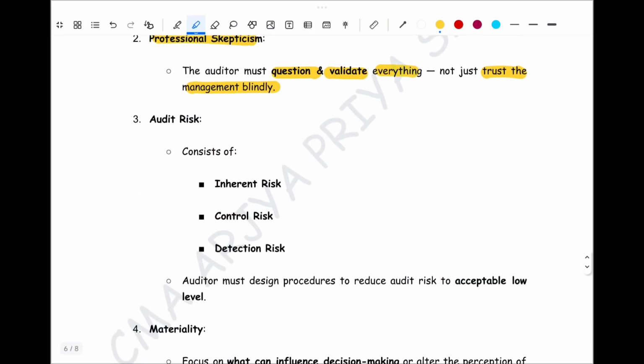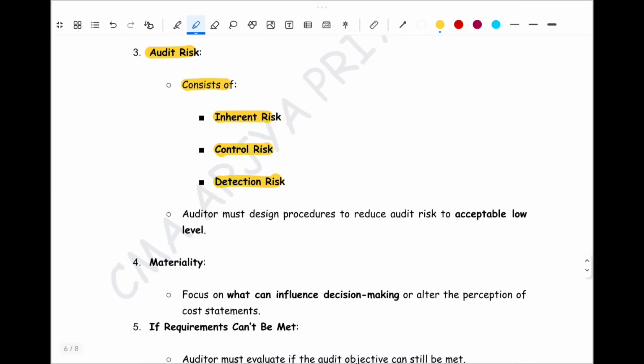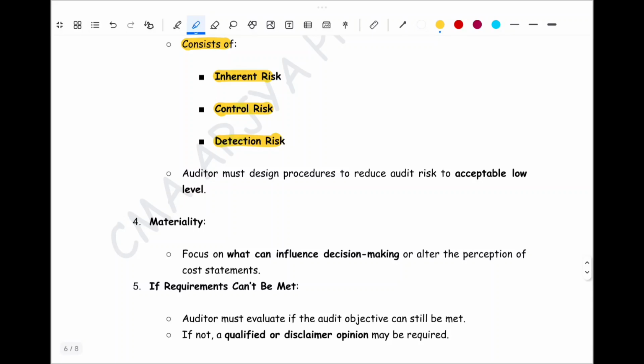Next is audit risk. Audit risk consists of three types of risk: inherent risk, control risk, and detection risk. If you studied audit clearly in your intermediate syllabus, you will be fine, because we have already covered these things in the intermediate syllabus. Right now we have just shifted the auditing part to the cost auditing point of view. Next, the auditor must design procedures to reduce the audit risk to an acceptably low level.